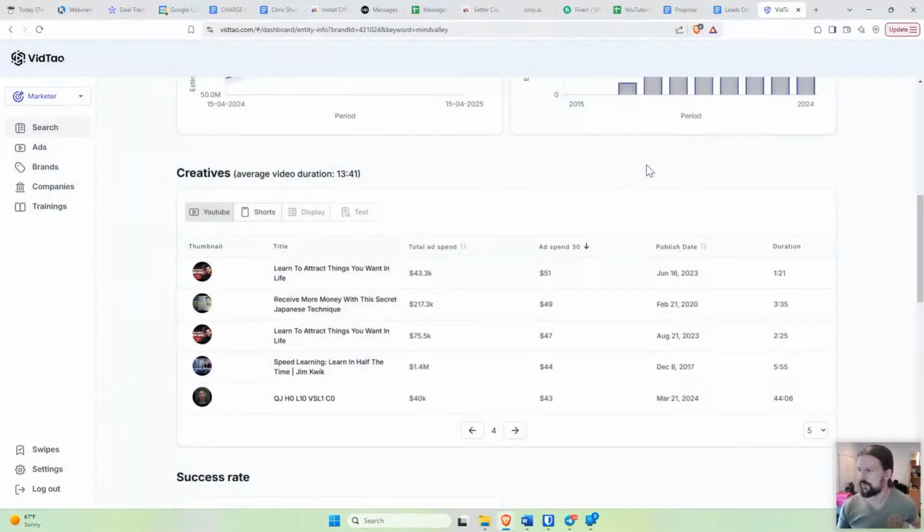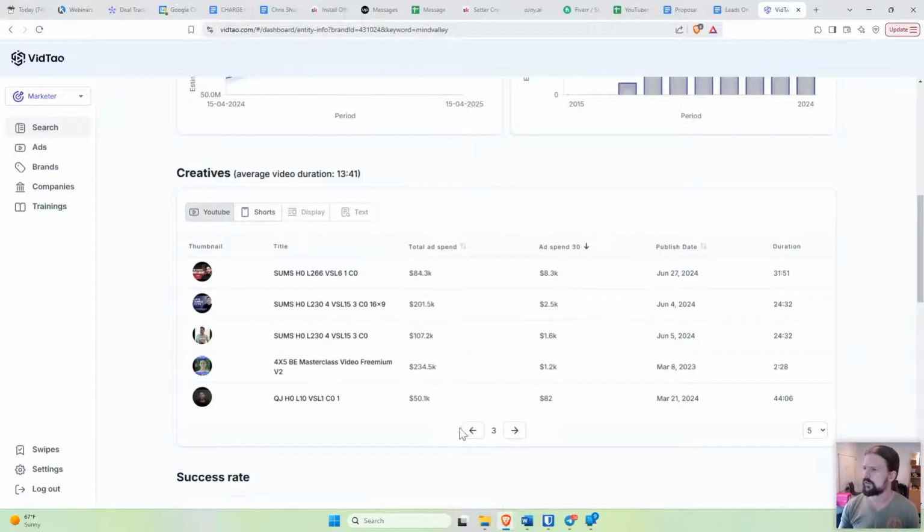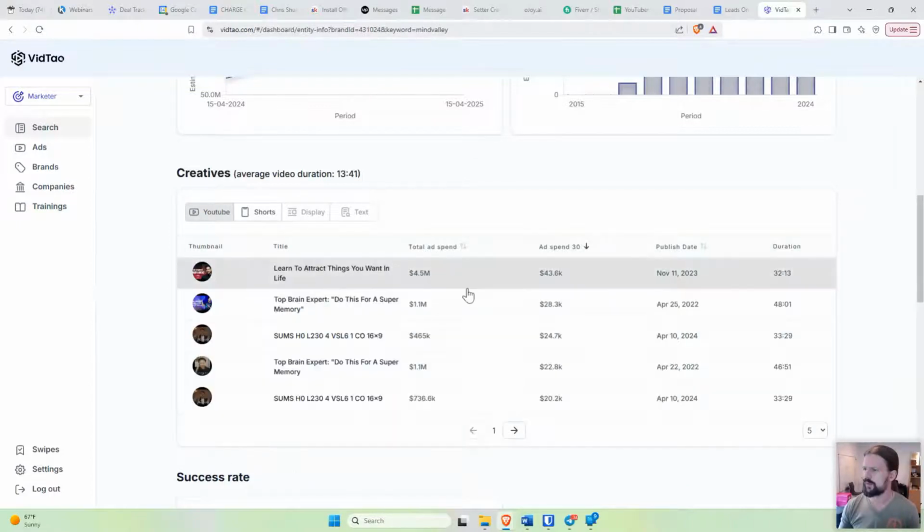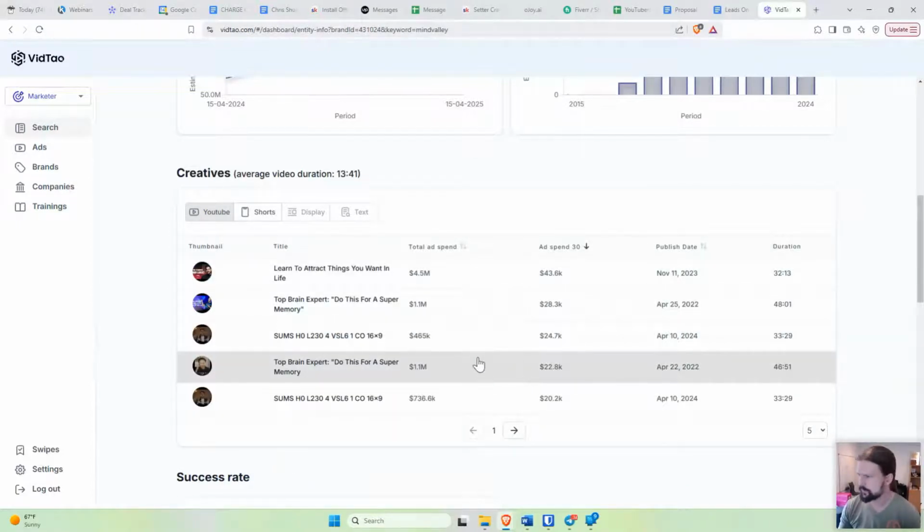So I'm pointing that out because sometimes you'll find ads that used to work but stopped working. And so just because you see they spent a lot in total ad spend doesn't mean that it's working right now. That's why I like to look at the total ad spend and the ad spend 30. And I usually use the ad spend 30 as kind of my primary criteria here.